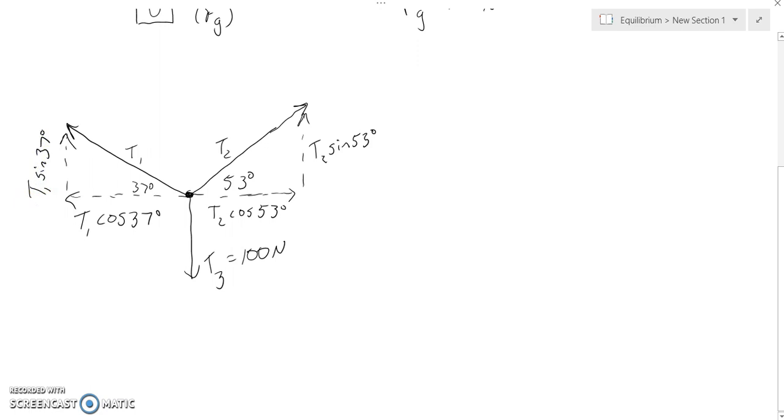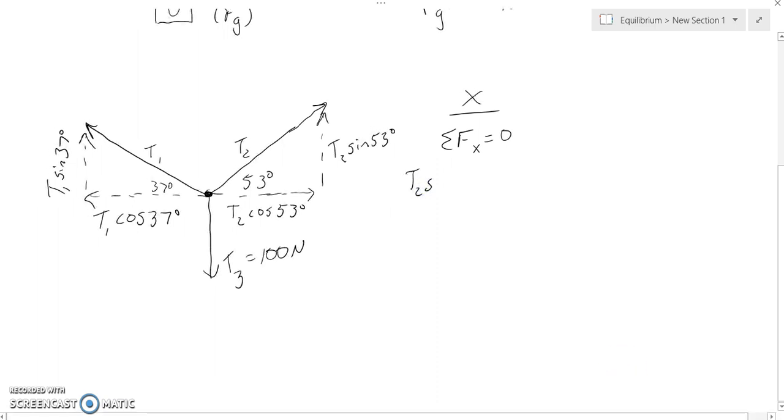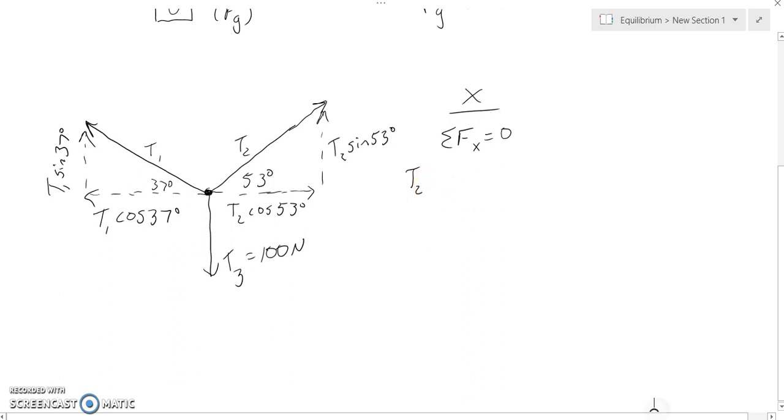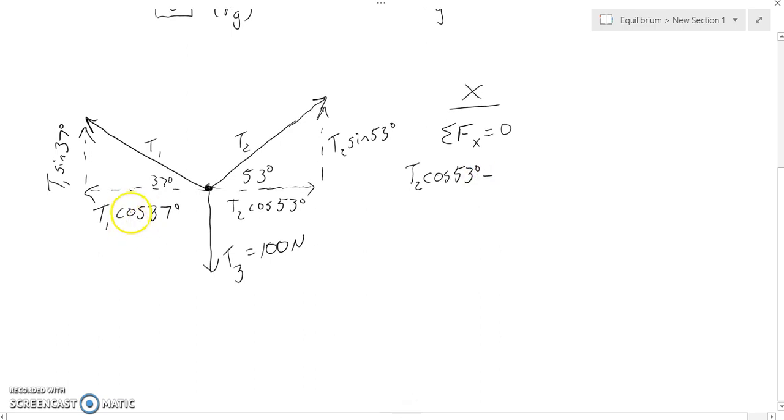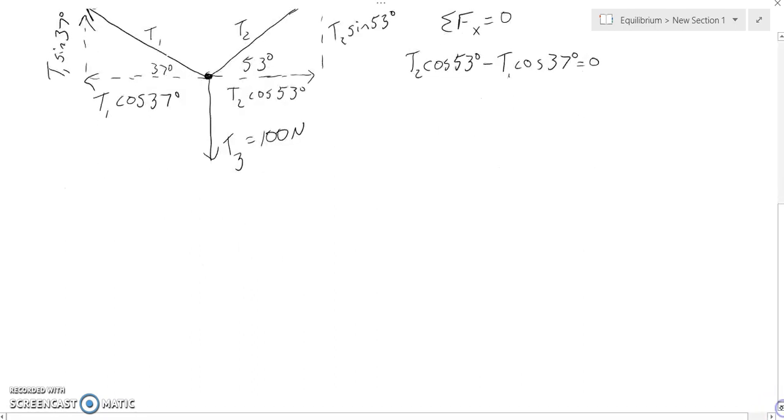Alright, so at this point pick a direction. In this case I'm going to start in the x direction just because I can look ahead and I know I'm going to have two unknowns in two directions. Alright, so in the x direction I know the net force in the x direction is 0. So what I have going to the right is T2, whoops, sorry, this should be a cosine. So T2 cosine 53 degrees minus what's going to the left, which is T1 cosine 37 degrees equals 0. Okay? That doesn't get us anywhere because we have two unknowns. We can't solve for anything, so I'm going to look in the y direction.